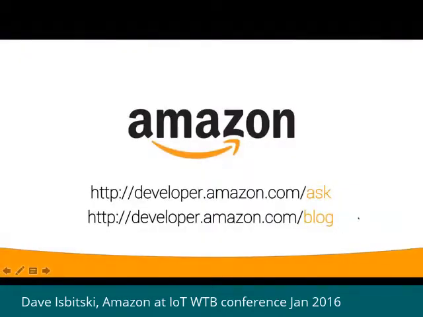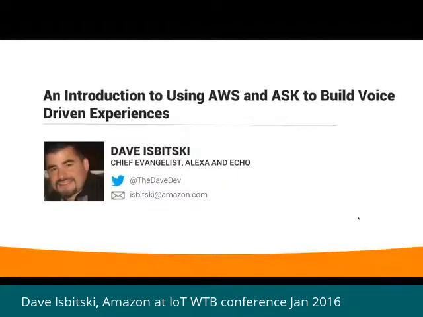All right. So that was creating a voice experience using Amazon Alexa with AWS Lambda. The two URLs to remember again are developer.amazon.com/ask and developer.amazon.com/blog. I do post there. We're on a cadence, usually every two to three weeks, of releasing new features based on all of your feedback, and I'll explain what's going on there on the blog when I do the post. You can reach me at the Dave Dev on Twitter, or feel free to email me at isbitski@amazon.com.